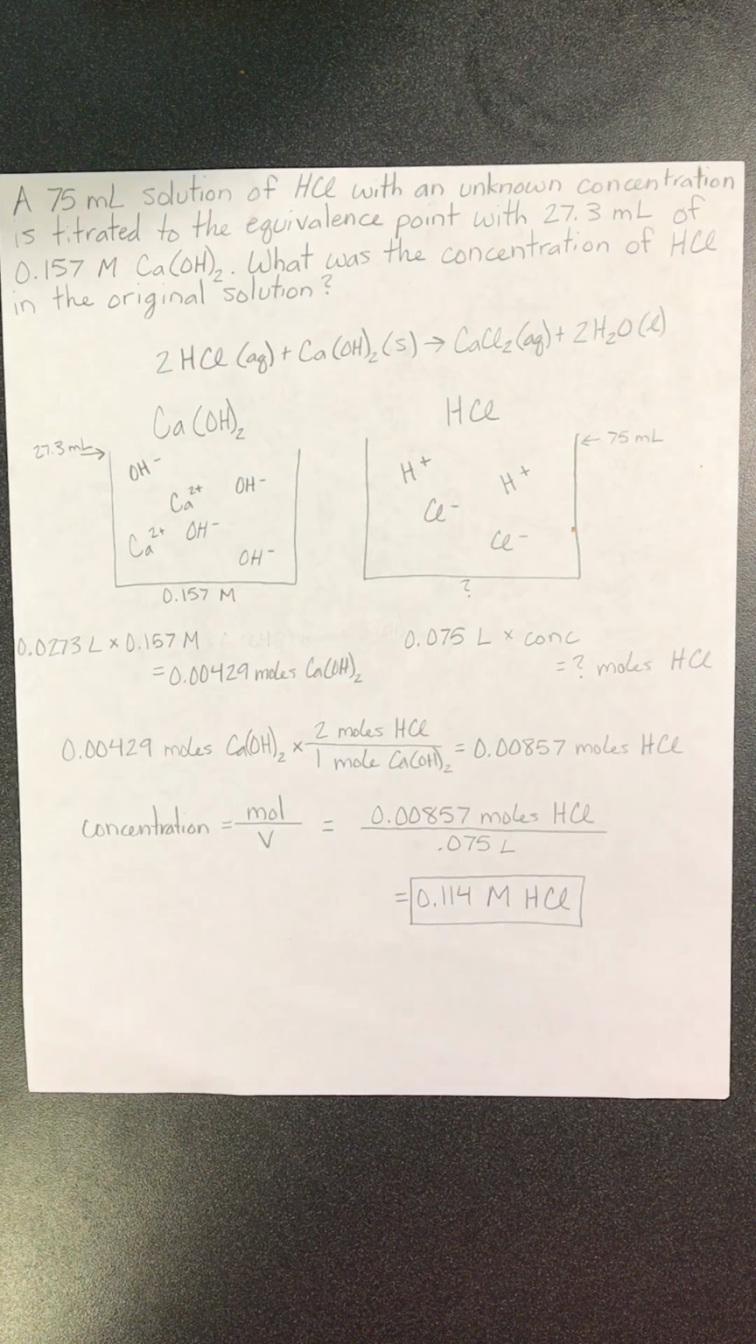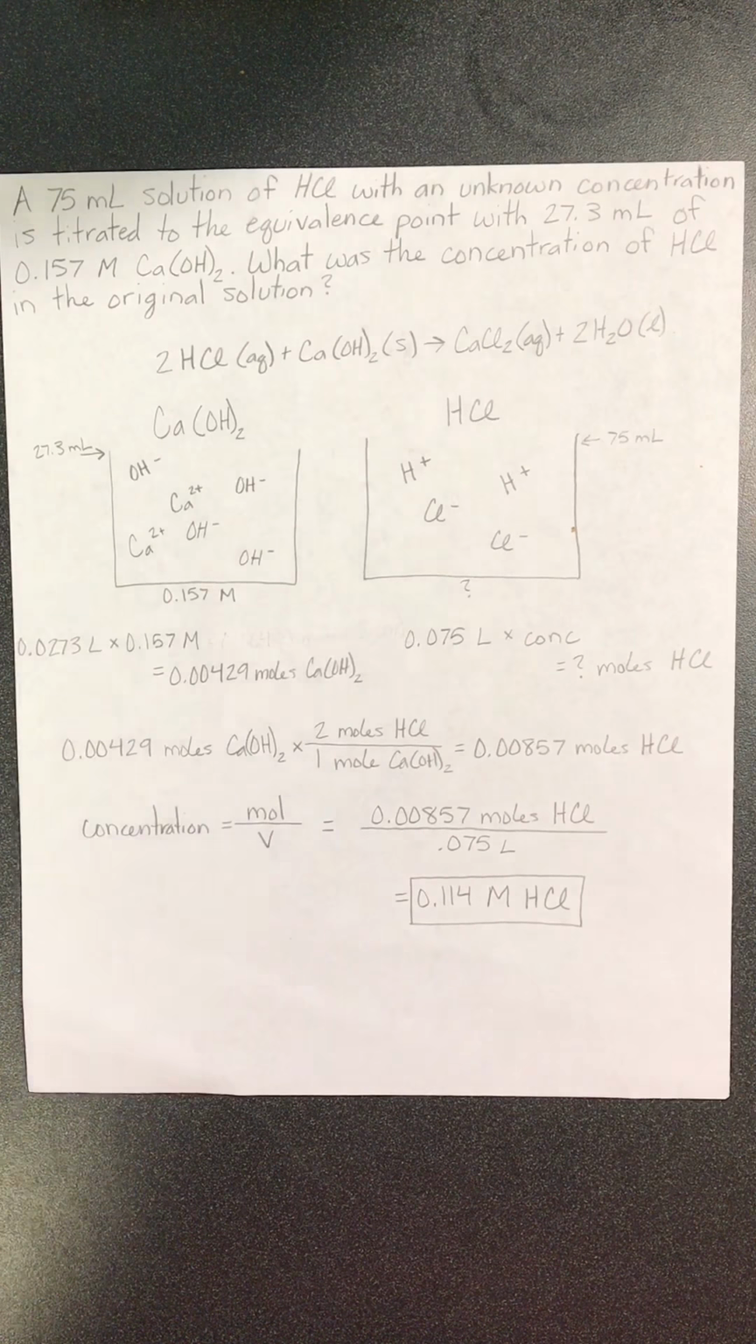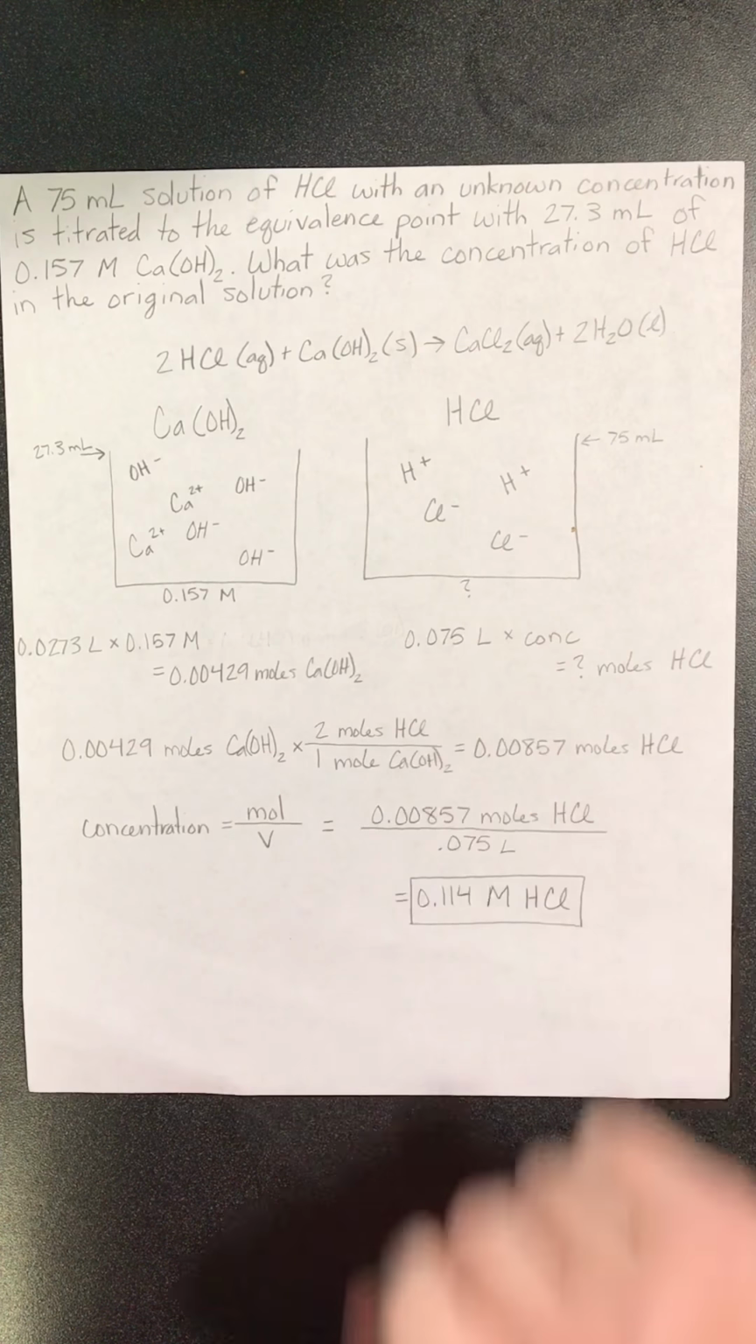moles per liter. In the HCl solution, HCl is a strong acid, making it a strong electrolyte, which means that it dissociates in water. You can also write that it has a volume of 75 milliliters and an unknown concentration.